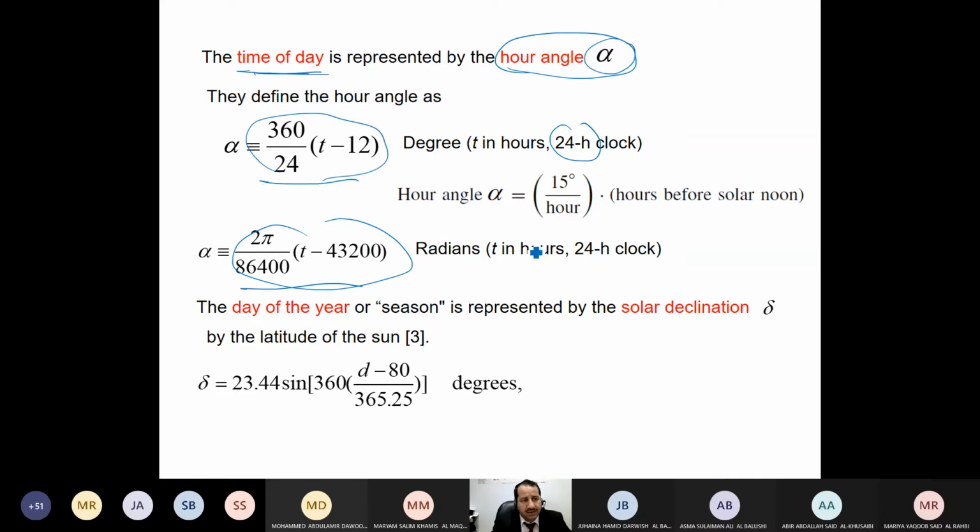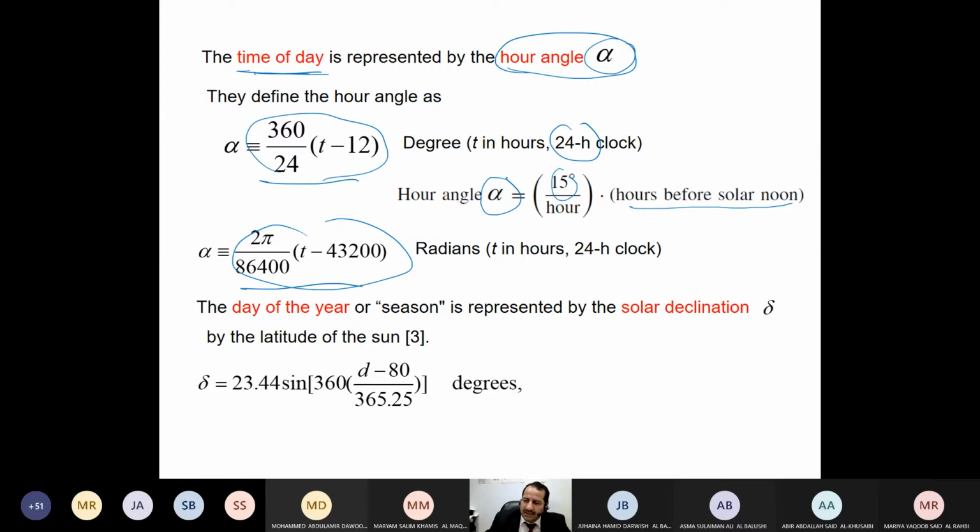All the time we work on degrees. Or this can be simplified in another way and written this way, very simple. Our hour angle alpha is 15 per hour, number 15, multiplied by the hours before solar noon. For example, if it's 9 o'clock in the morning, from 12 to 9, how many hours? 3 hours. Then we multiply 3 by 15, 45. The hour angle is 45.